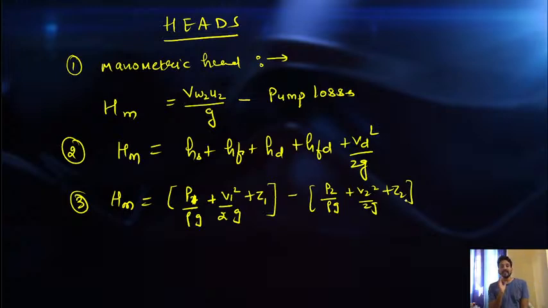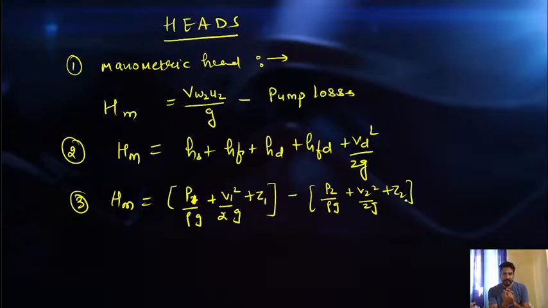क्या सवाल किसे सोल्व होंगे? ये जो फॉर्मूला है, नंबर 2 फॉर्मूला, HM is equal to HS plus HF plus HD plus HFD plus VD square over 2G. This is my actual formula which we will use in the questions. Now this much head we required to pump up to lift up a water from suction to the delivery pipe. So these heads are in terms of meter.